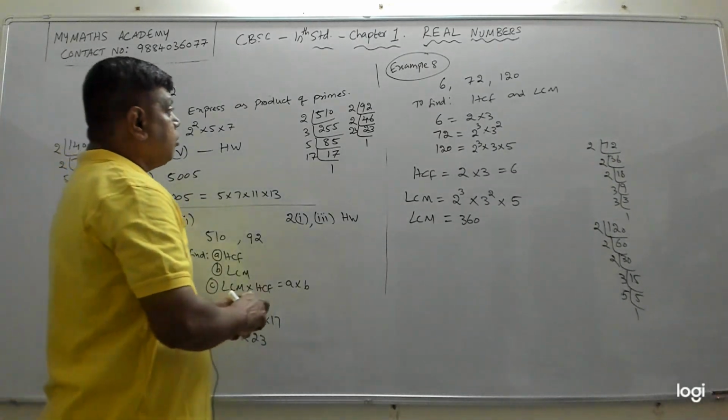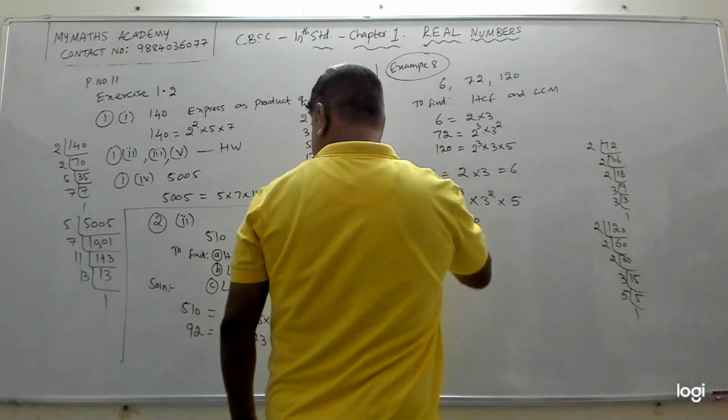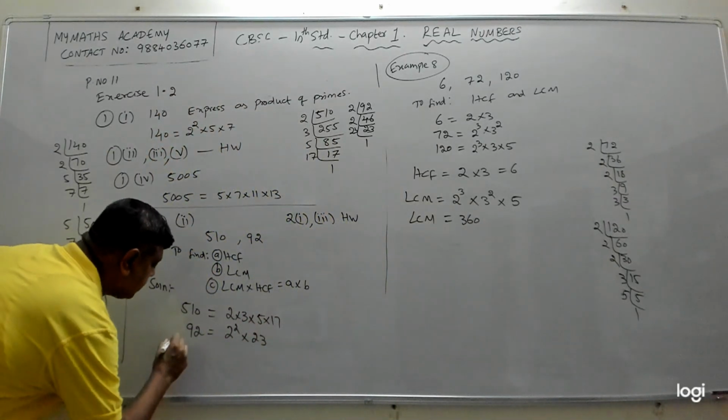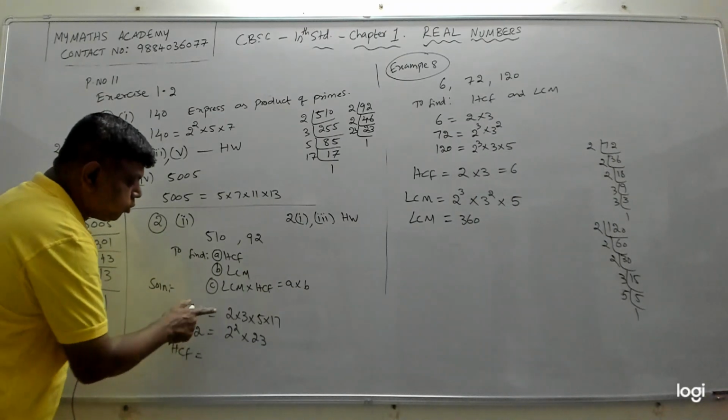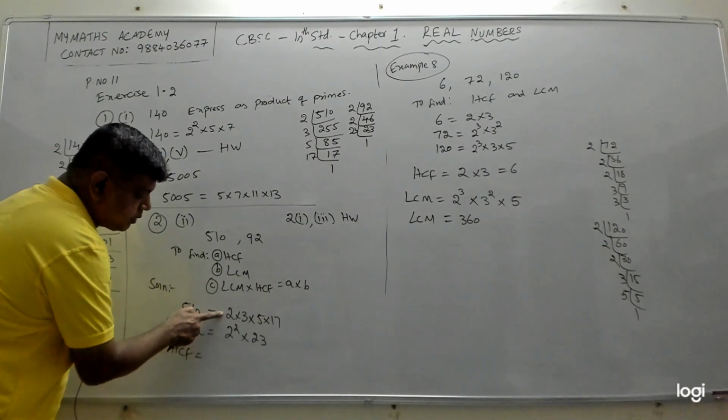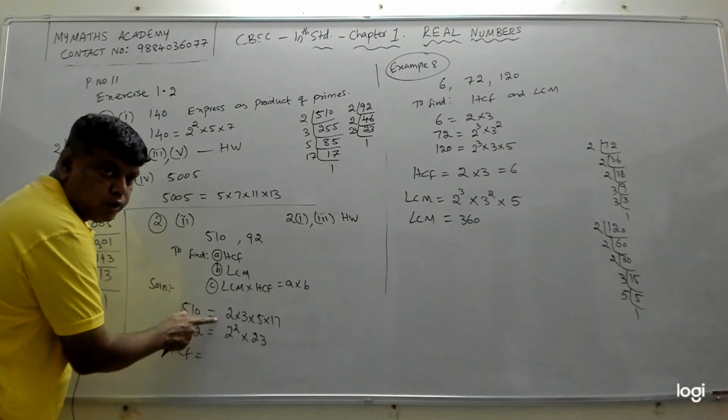Fine. Now to find the HCF. Now HCF, what do we do? For HCF, we should check the numbers that are present in both. So which is present in both? 2 is present here, 2 is present in. So we have to consider only 2.